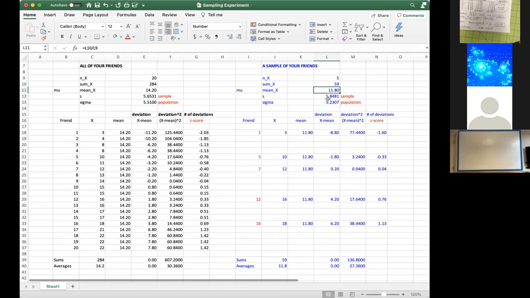What about standard deviation? Sample standard deviation is 5.84. The population standard deviation was 5.51. That's pretty close. Now I want you to do one more thought experiment with me before we talk about something else.